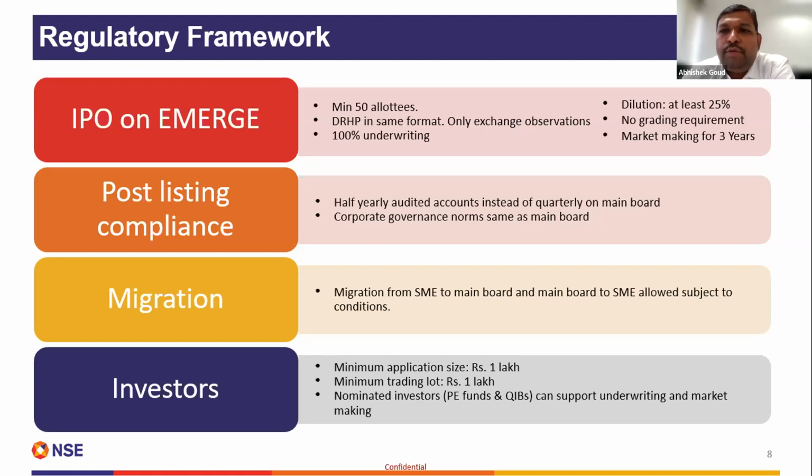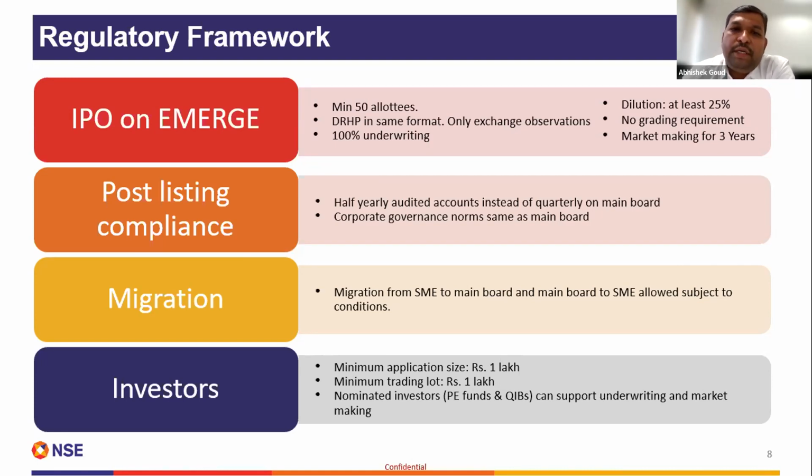Dilution is similar to a main board where 25% dilution would be there. That means that the promoter's shareholding would be 75% and below post the public issue. So it can come down also, but the minimum dilution should be 25%.